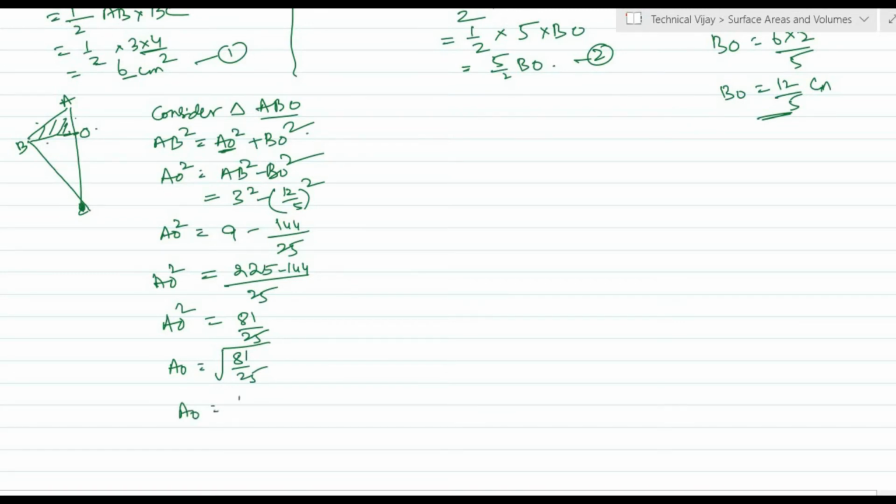So hence this is equal to 9 by 5. So AO also we got. Now what we have to get? We have to get CO. So for that we will consider this triangle.